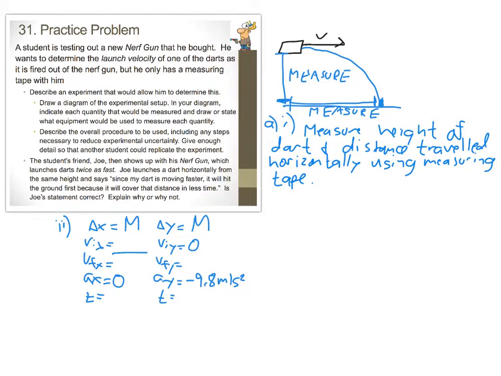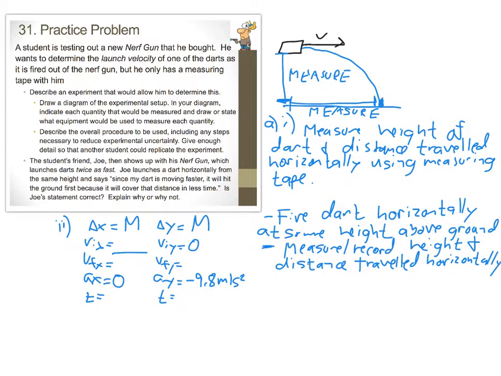For part 2, we're now going to describe the overall procedure used. I do have my chart set up, but I'm going to start by talking about what I'm going to do to complete a trial. Once we fire it, we're then going to measure and record the height and the distance traveled horizontally. Okay, so that's what we would do to conduct a single trial. And I am going to say that we're going to repeat this several times because it does say we want to talk about how we can reduce experimental uncertainty.